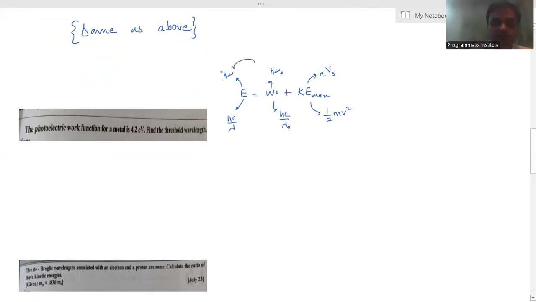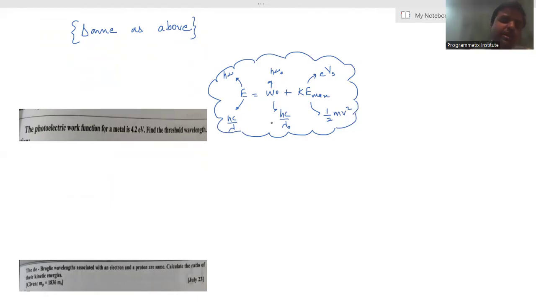So this is Einstein's photoelectric equation, and you can implement it anywhere in your dual nature, except de Broglie, obviously. Again, this question might not even require this formula. Reason being, all you have to do is find the threshold wavelength.